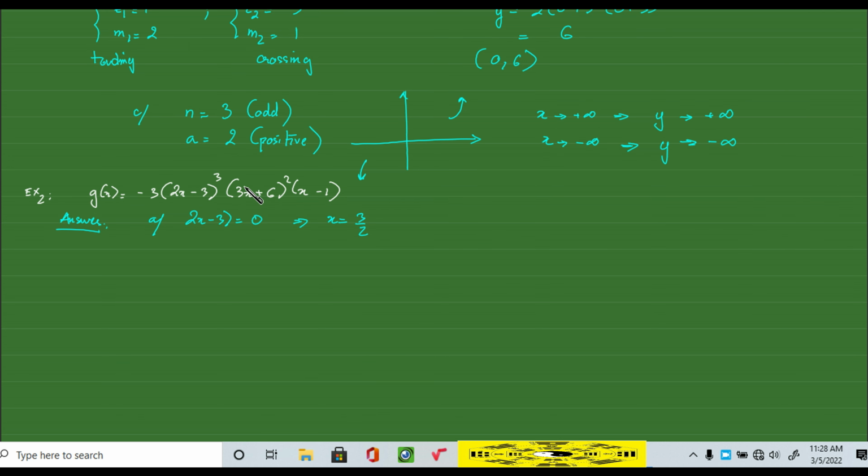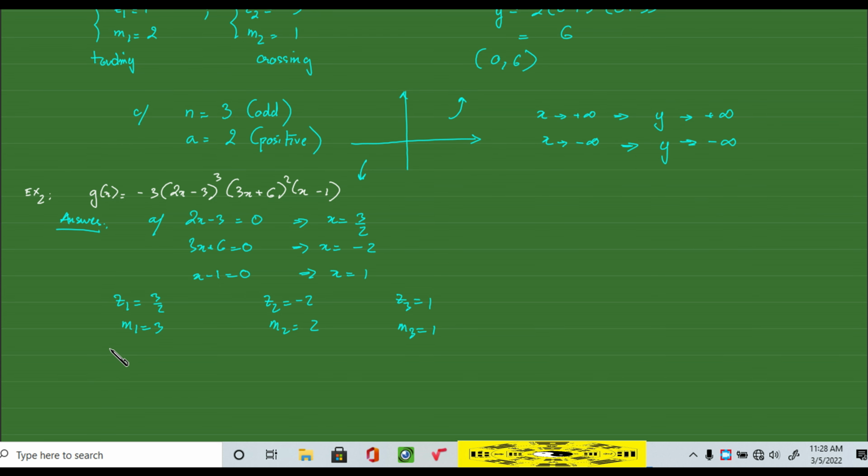x equals 3 over 2. Okay, then you raise it. And 3x plus 6 equals 0, so x equals negative 2. x minus 1 equals 0, so x equals 1. There you go. So you have 3 solutions, and that's why we have 3 zeros. So z1 will be 3 over 2, corresponding to multiplicity m1 equals 3. z2 will be negative 2, corresponding to m2 equals 2. And z3 will be 1, corresponding to m3 equals 1.